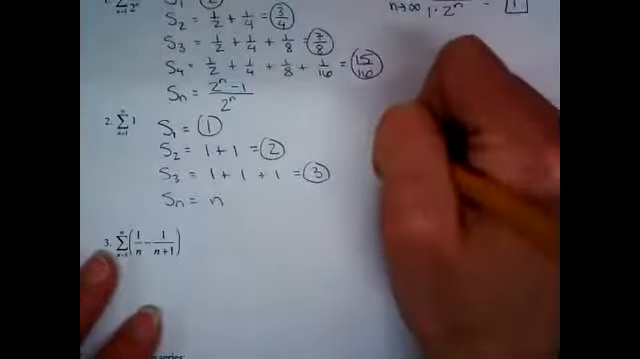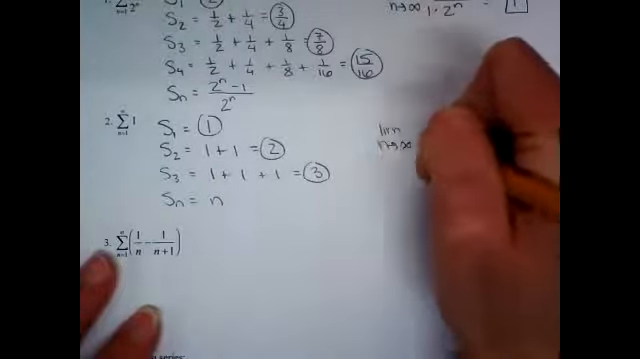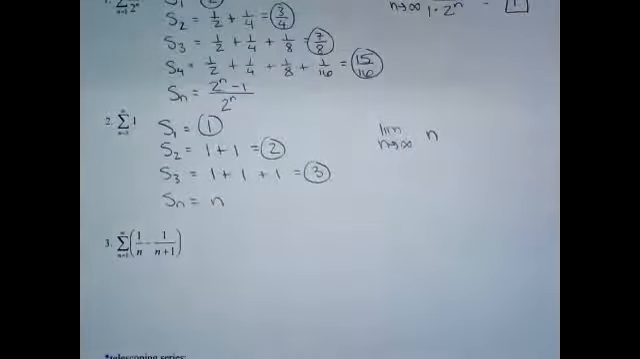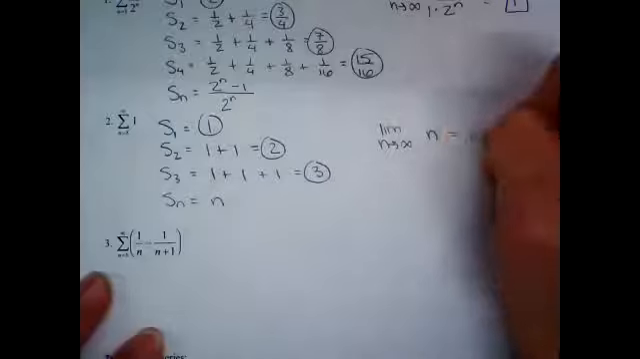So now we're going to do the limit as n goes to infinity of n, which would be what? Infinity. So this one diverges.